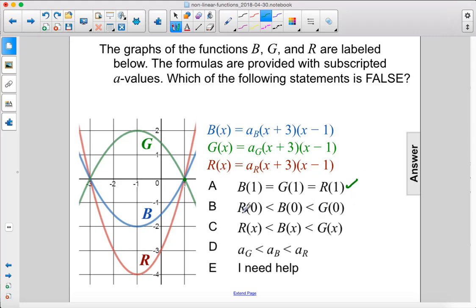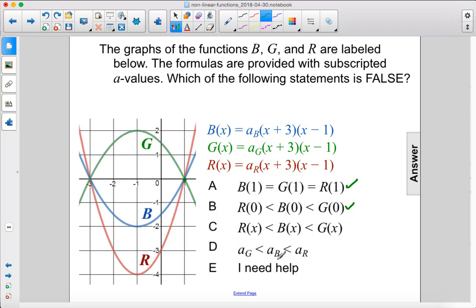Moving on to b, we have the y-intercepts, where these graphs intersect the y-axis, and that's when x equals 0. When x equals 0, r is the least value down here with -3, so yes, that's true. B is the middle value at around -1.5, and g has the highest value at about 1.5. So these are also true. Let's skip C for now and move on to D.